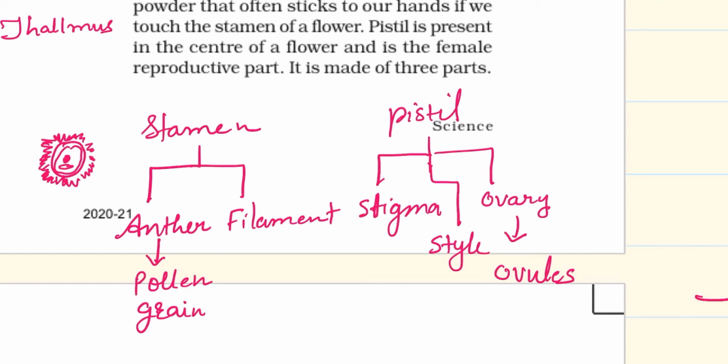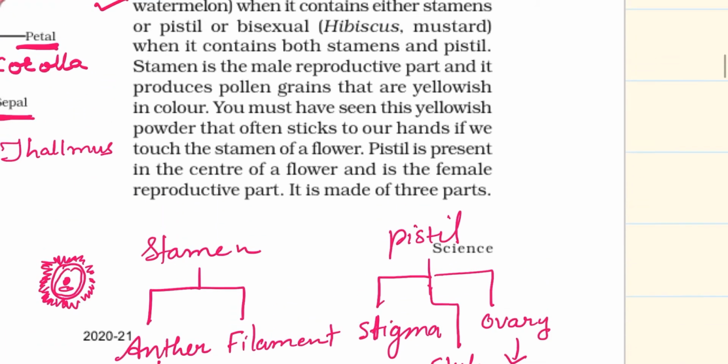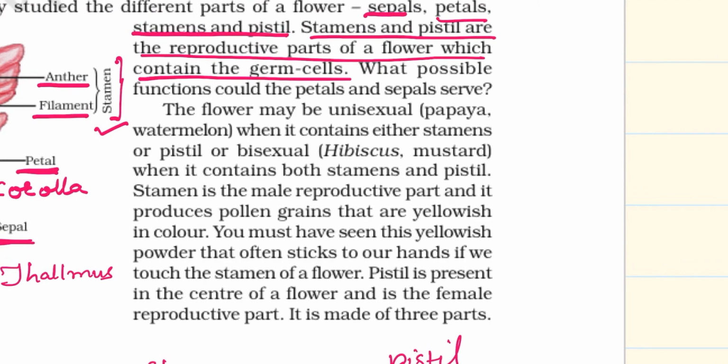This is what we talk about the major parts of the flower. So, now you know the functions of petals and sepals. So, flower may be unisexual. Unisexual examples are papaya and watermelon. That means it contains either stamen or pistil, only one present in each flower. So, you have a male plant and a female plant in this type of species. Now, bisexual, hibiscus, mustard, etc. When it contains both stamen and pistil in the same flower, it is called bisexual flowers.